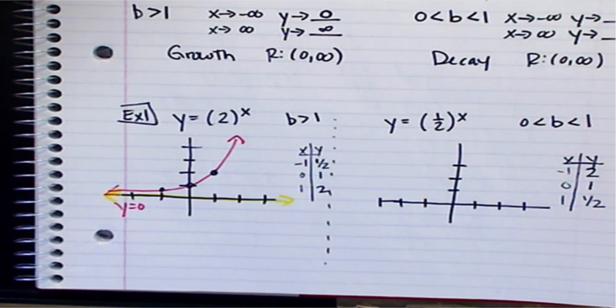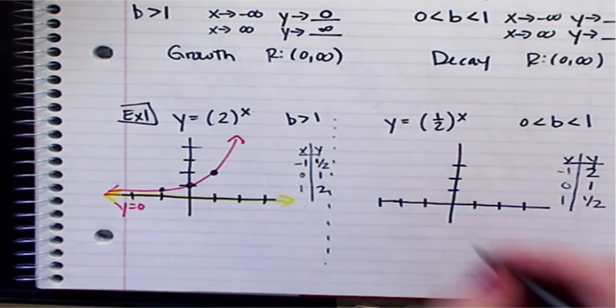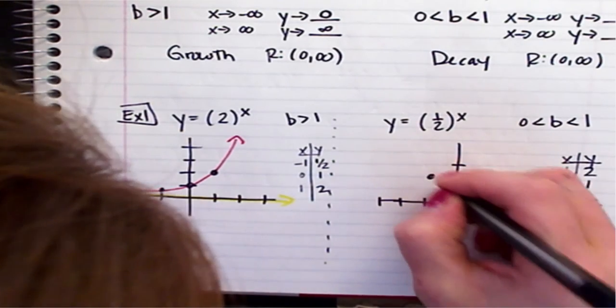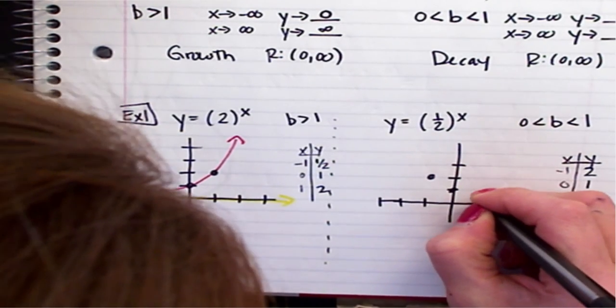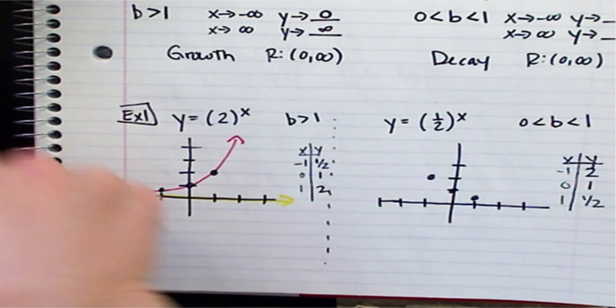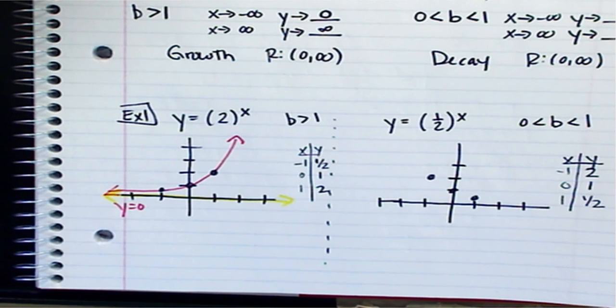Notice the connection between these two graphs. The points are just switched. Because the bases were reciprocals of each other. There's connections here. And then I draw my asymptote. Because notice there's no shifts here. This is just b to the x. Means the asymptote is 0.